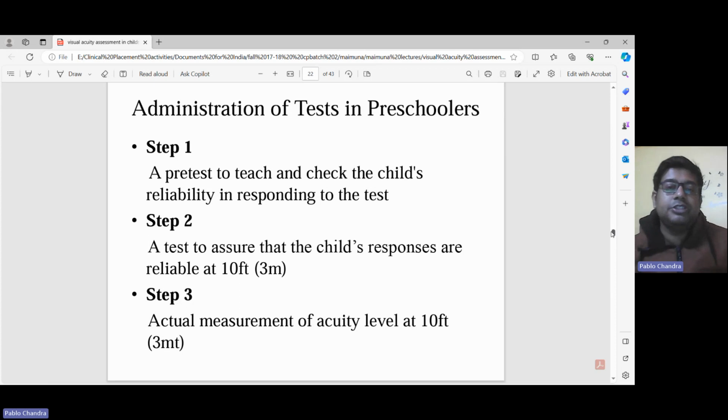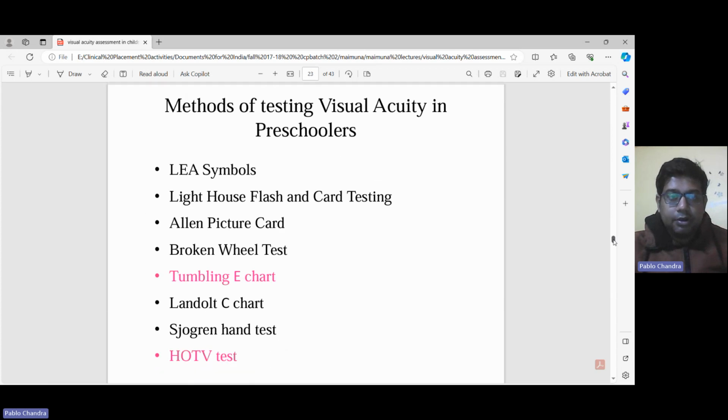A pre-test to teach and check the children's reliability in responding to the test. First we have to teach the child, and we have to check whether the responding to the test is reliable or not. A test to assure that the child's responses are reliable at 10 feet. Then actual measurement of acuity level at 10 feet, or from 3 feet, whether you can measure or not.